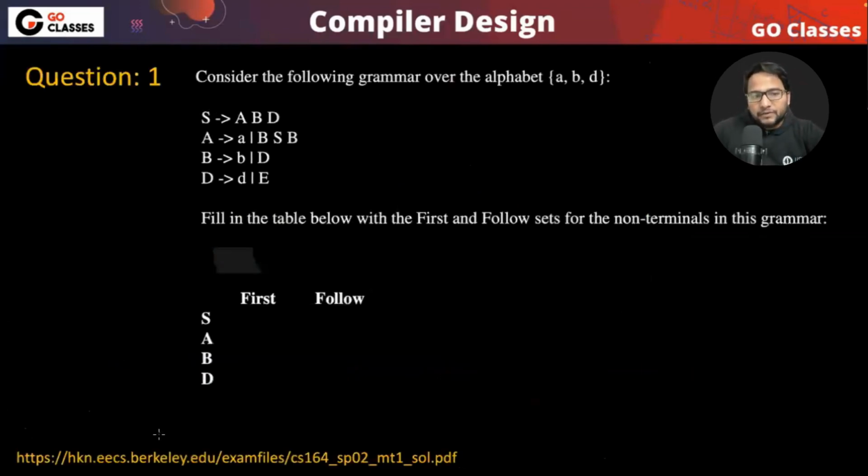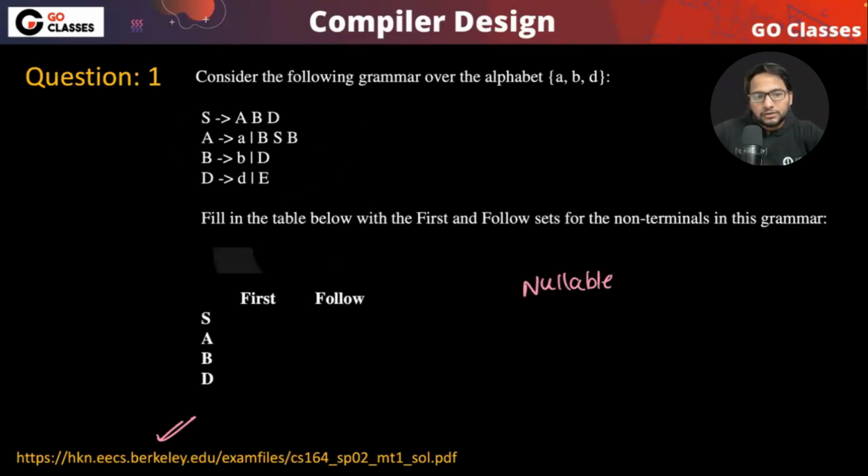I have taken this question from Berkeley University. Consider the following grammar over the alphabet a, b, d. This is the grammar that is given to you. Now they are saying to find out the first and follow. In this grammar, do you remember how to find first and follow? What is the first thing that you need to do? You need to check which symbols are nullable. Do you remember the nullable?